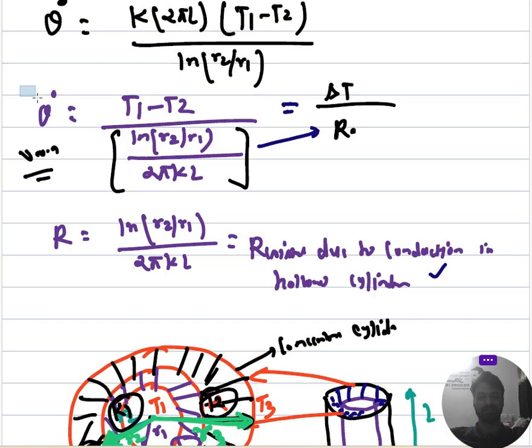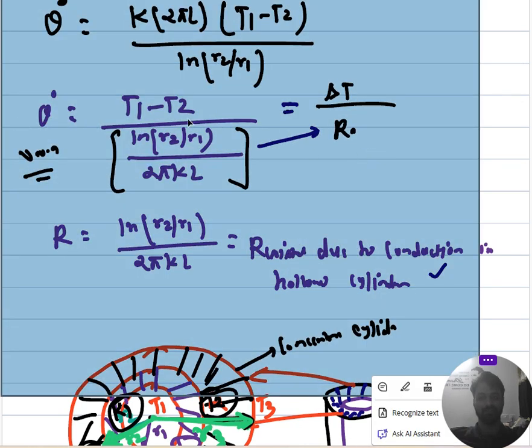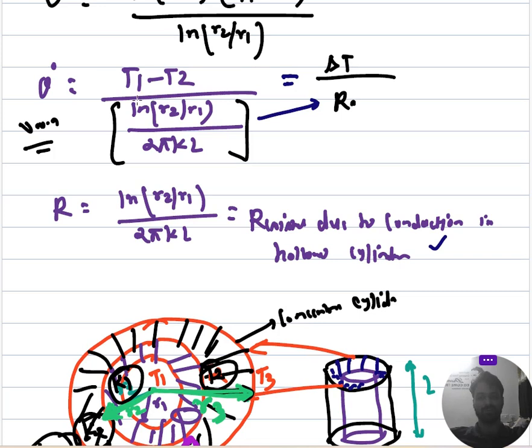First you have to understand the meaning of this formula. This is very, very important, right? When we talk about T1, T1 is the temperature when the radius is R1, and T2 is the temperature when the radius is R2.